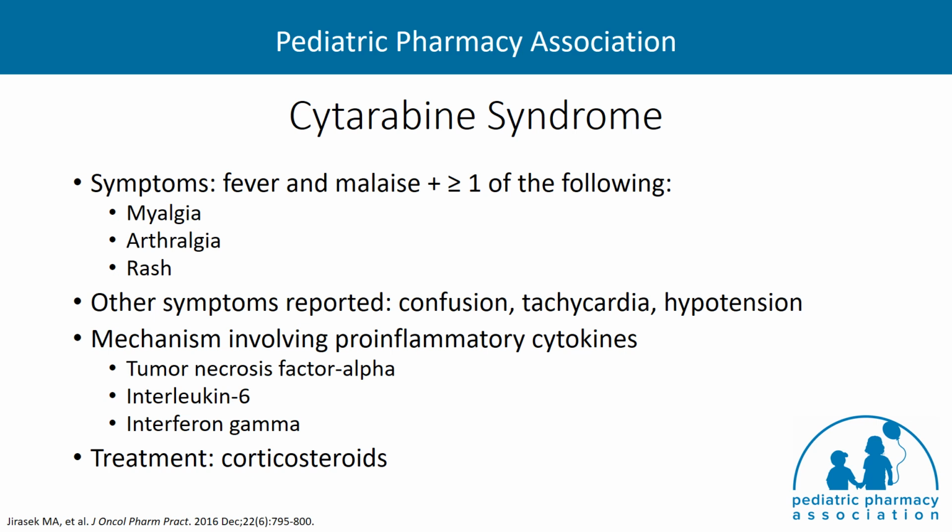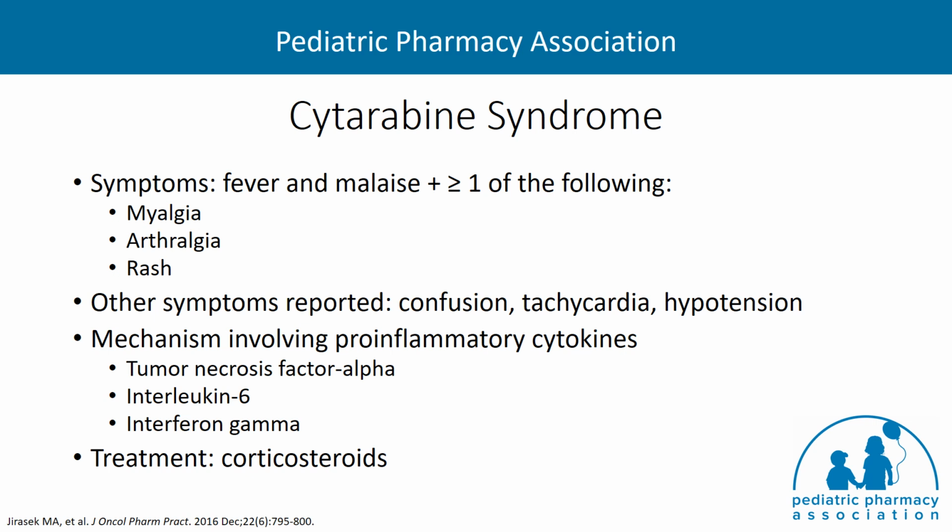There are a variety of toxicities or side effects associated with cytarabine. One of the reported syndromes that can occur with this medication's administration is appropriately titled cytarabine syndrome. This syndrome consists of the following symptoms, typically fever and malaise with one or more of the following: myalgia, arthralgia, maculopapular rashes, bone pain, and then some other symptoms that have been reported include confusion, tachycardia, as well as hypotension. The onset of this syndrome is typically within 6 to 12 hours after a dose of cytarabine is administered.